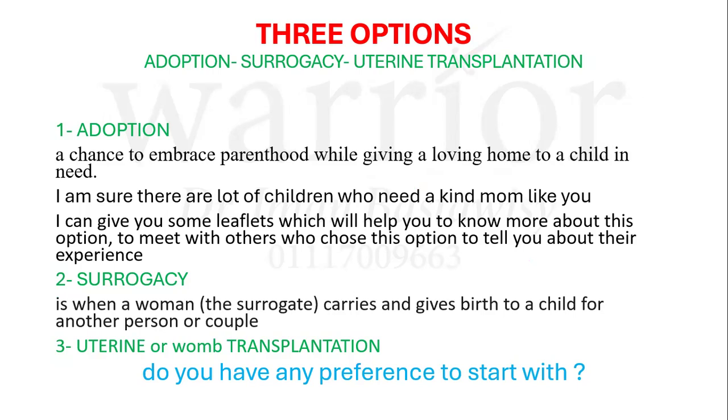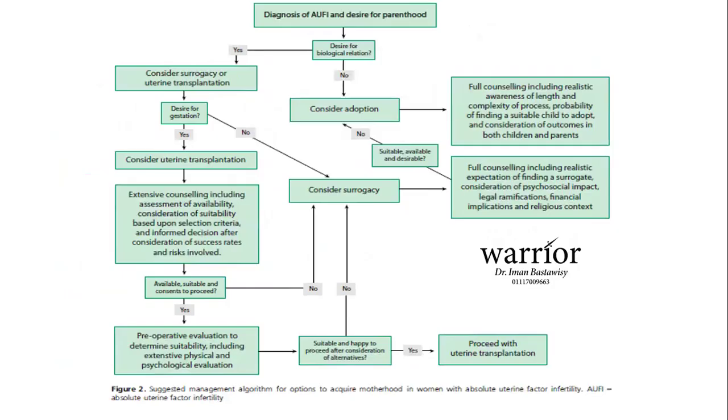It is when a woman, we called her the surrogate, carries and gives birth to a child for another person or couple. And last option is the uterine or womb transplantation. It's a surgery, Sarah. Well, do you have any preference to start with? This is an important question, my dear friend, because typically the patient is going to choose one option to dig more. So let's take it one by one.